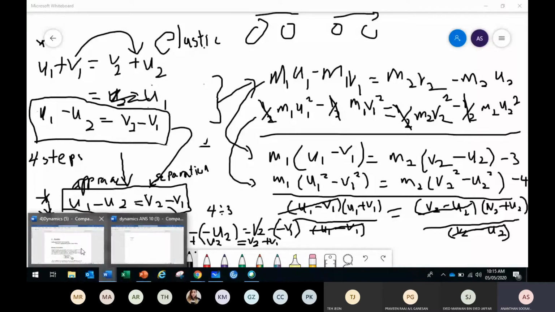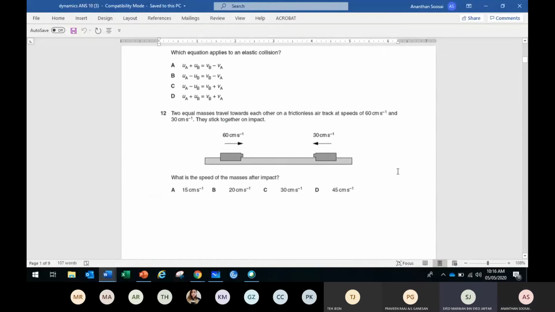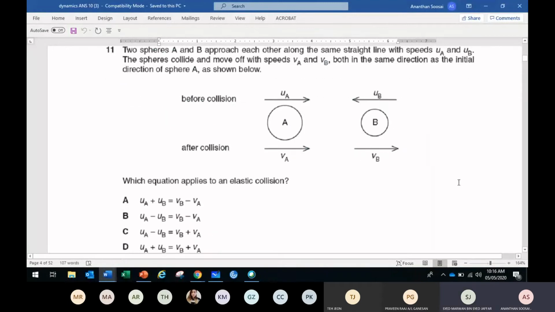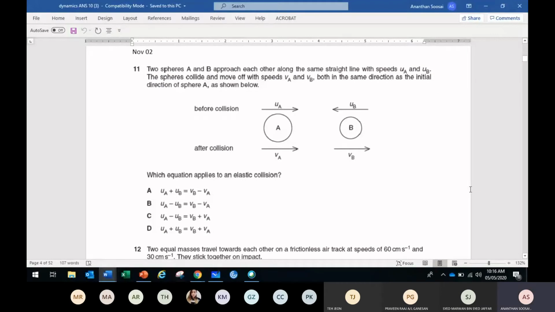So let's check how well you understand relative speed of approach equals relative speed of separation. So we go to the question as usual. Question 2 to 11: is relative speed of approach equal to relative speed of separation? U1 minus U2 equals V2 minus V1, only applicable if it's an elastic collision. You must state that it is elastic collision. They say it's elastic collision. So which should be the answer here?